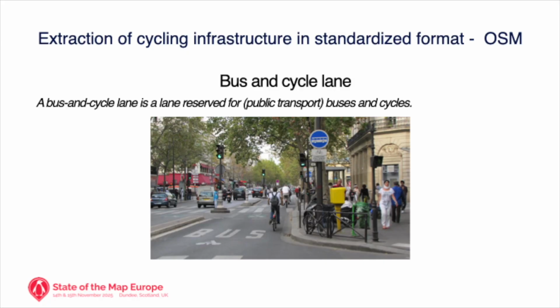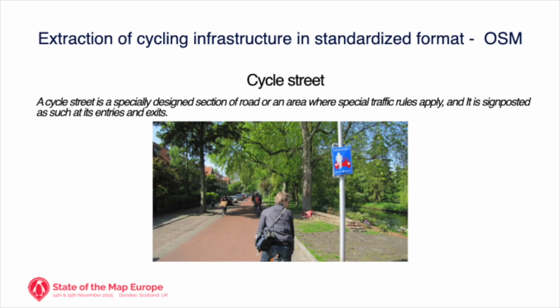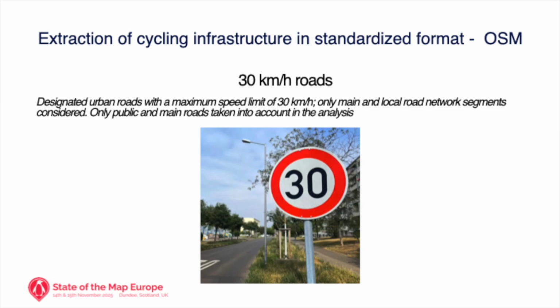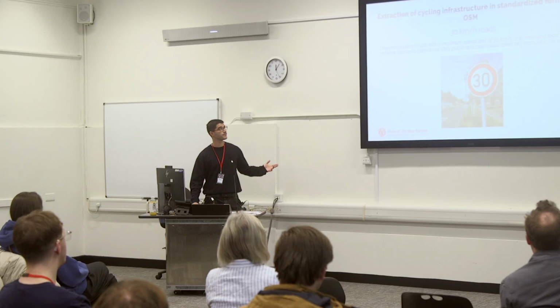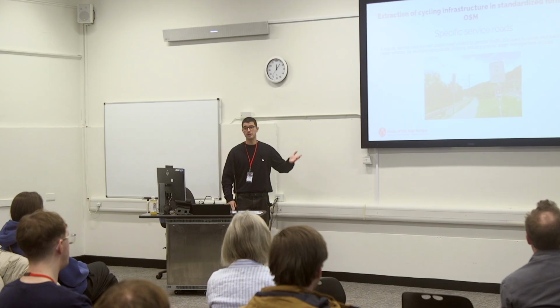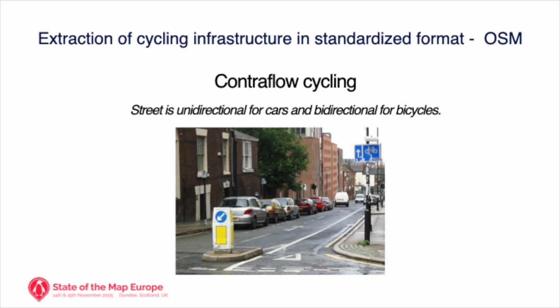Then we have the bus and cycle lane, which is the same as the cycle lanes, but it is shared with buses. Then we have the cycle streets, which are used also for motorized traffic, but priority is given to the cyclists. Then we have the 30 km/h roads, which are on the local and the main roads. Then we have the specific service roads, where they're also not allowed to the general traffic, but it is allowed to some selected motor vehicles and cyclists. And then we have the contraflow cycling, where the street is unidirectional, but for cyclists is bidirectional.